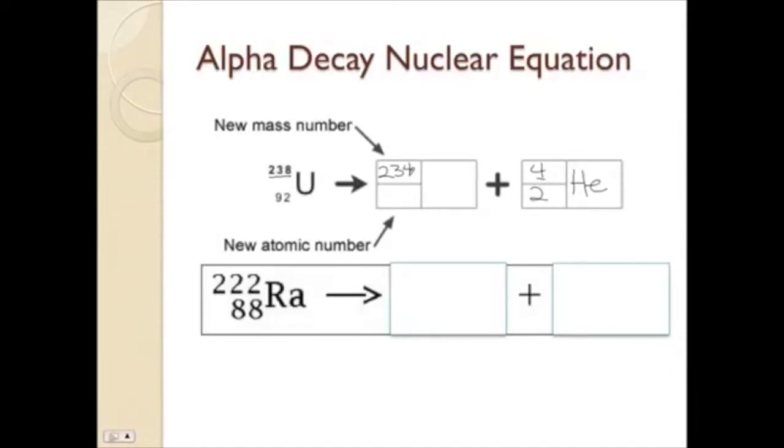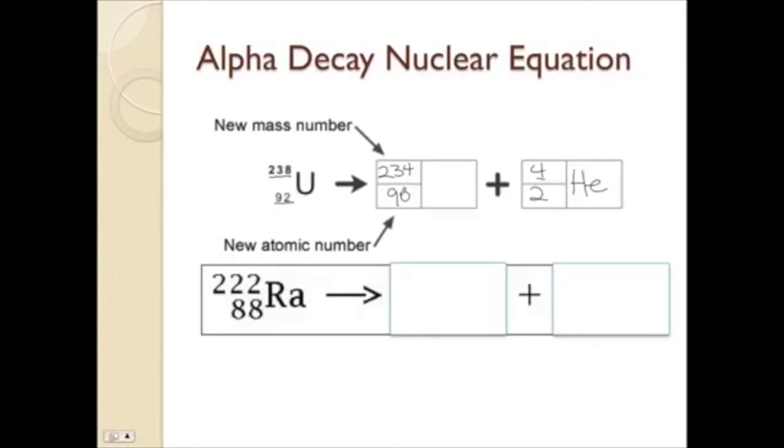We're going to have to do the same thing with the atomic number, because your total number of protons has to stay the same. Your protons can't just disappear. So if I had 92 protons on this side, and I've got 2 protons so far on that side, we need to have 90 more. So that's our atomic number. Our total mass on our reactant side is 238. Our total mass on our product side is 238. Our total number of protons on our reactant side is 92. Our total protons on our product side is 92.